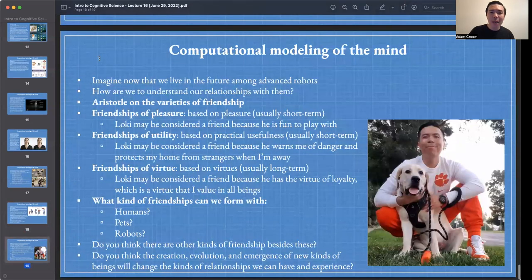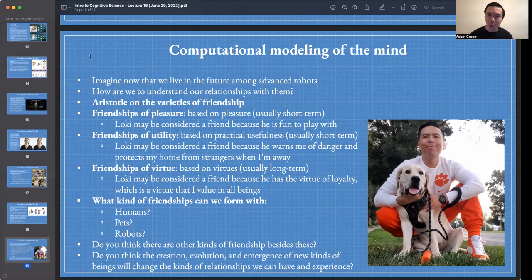All right, imagine now that we live in the future among advanced robots. So maybe this is 10 years from now, maybe it's 100 years from now, okay? But imagine we're there now, okay? How are we to understand our relationship with our new friends, with these advanced robots?